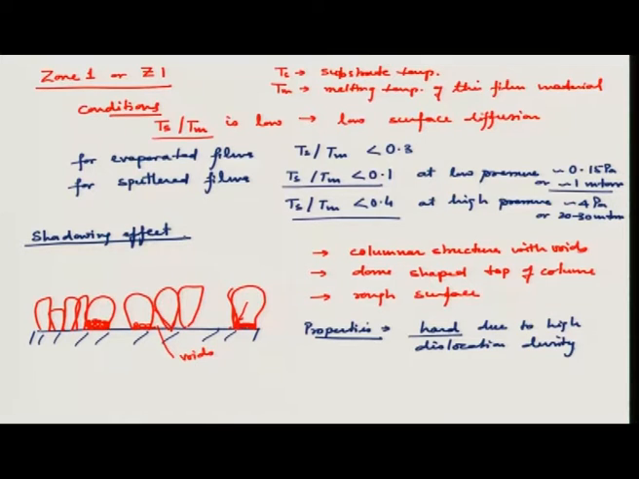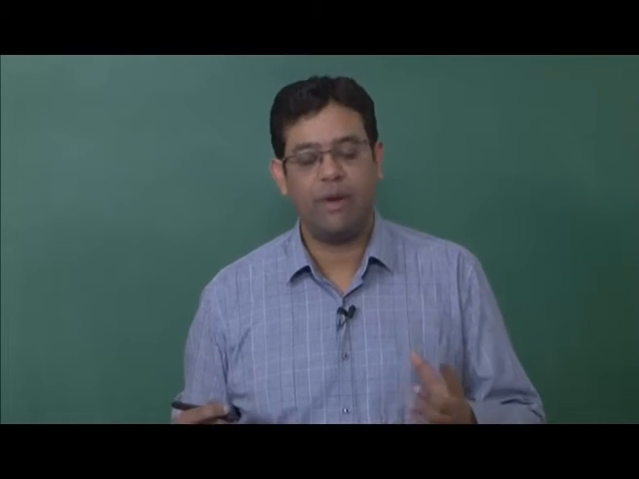Now, before we go to zone 2, there is the other zone which is called zone T or ZT. And this is observed for sputtered films only. The morphology of this zone is usually not present in thermally evaporated thin films.